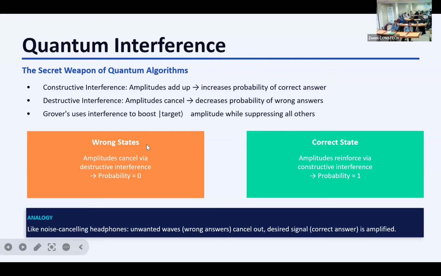So for the wrong state, the amplitudes will cancel. And for the right state, it's going to get amplified. It's very much similar to the noise cancelling headphones which you use. Basically, the same phenomenon applies: the desired sound which you want to listen to gets amplified and all the others are cancelled out.